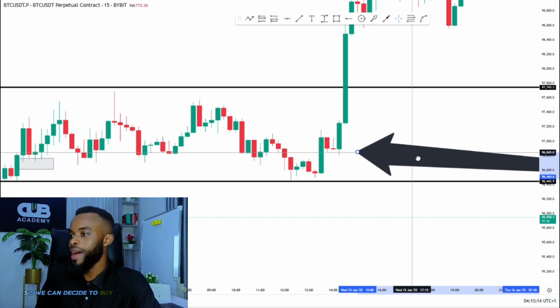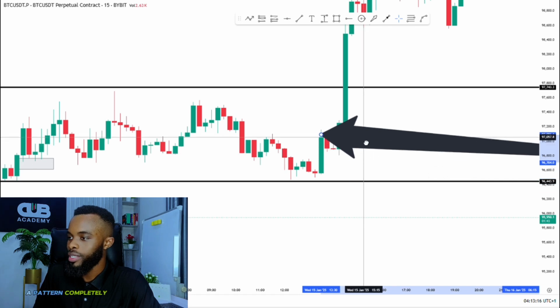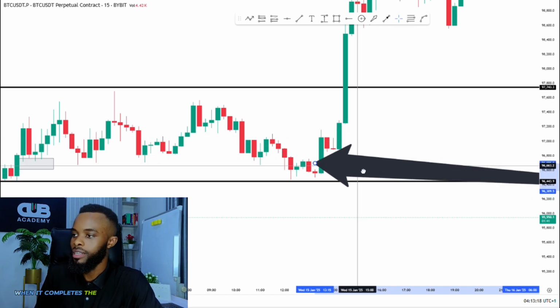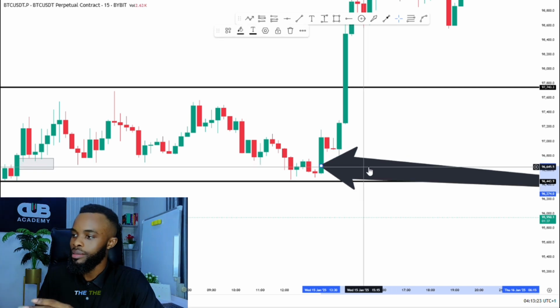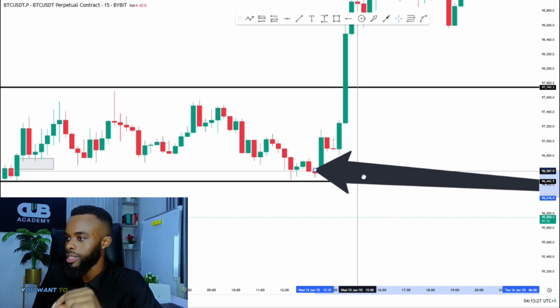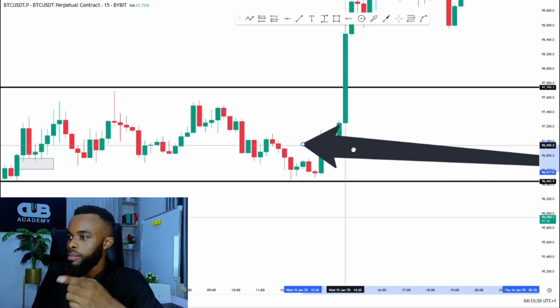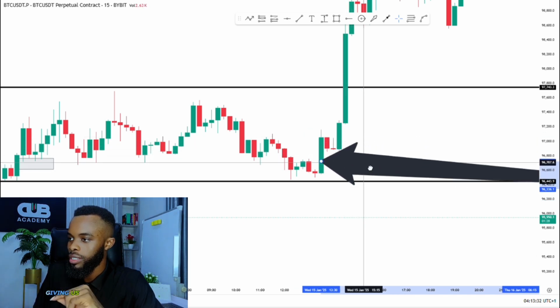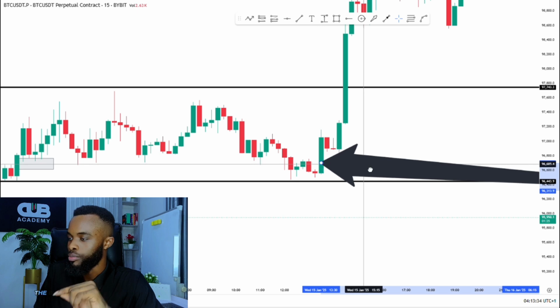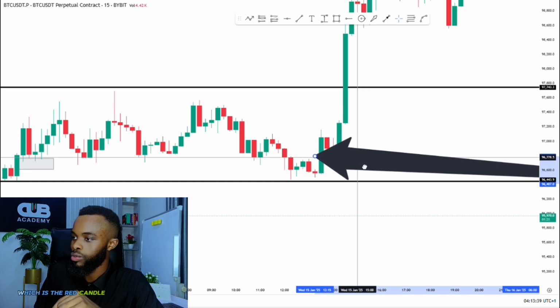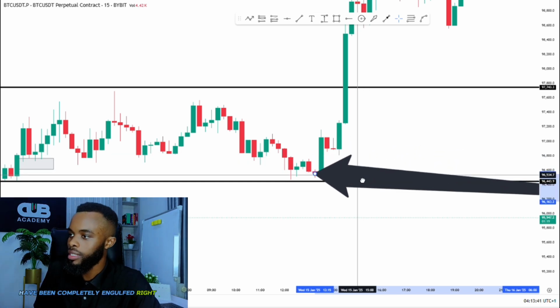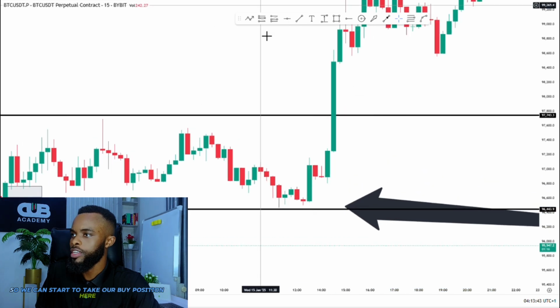So we can decide to buy when this pattern completely forms, when it completes the formation cycle, all right? We don't want to take a trade when this bullish candle is still forming. We want to take a trade after the formation of this bullish candle, giving us the bullish engulfing candle, which means the previous red candle has been completely engulfed, right? So we can start to take our buy position here.